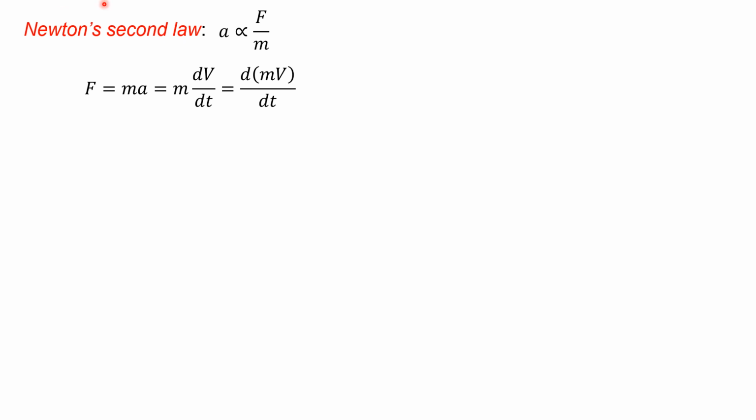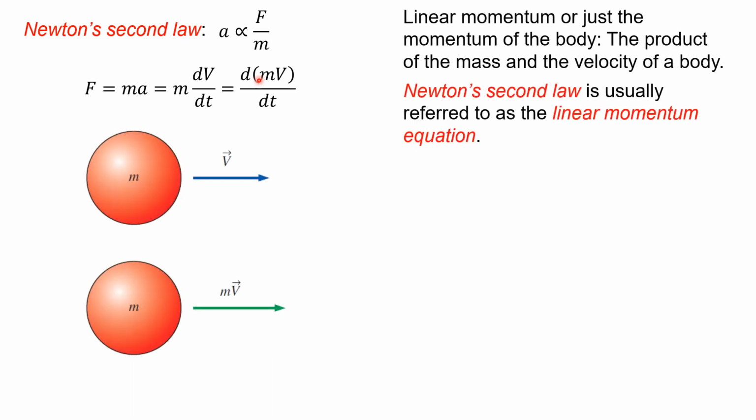If we look at Newton's second law, as we saw earlier, the famous formula we use is F equals ma. If we change the form, acceleration is actually dv over dt, the change of velocity over time, and we can also incorporate the mass inside, because the mass is a constant. So it can be represented in such a way.